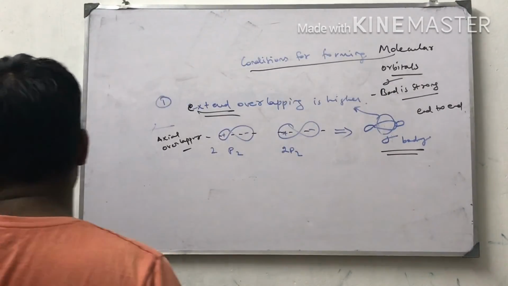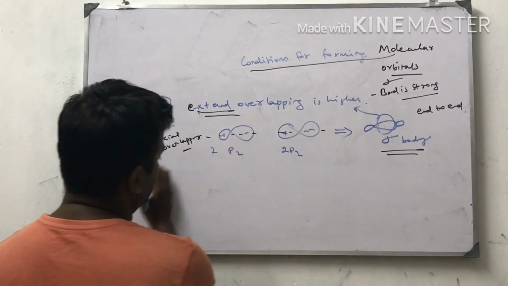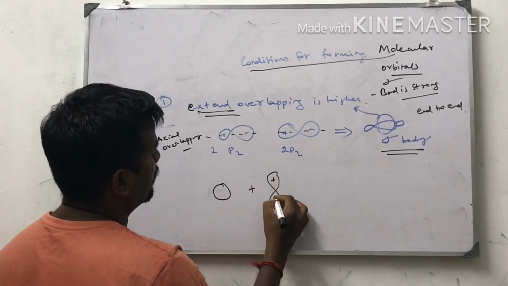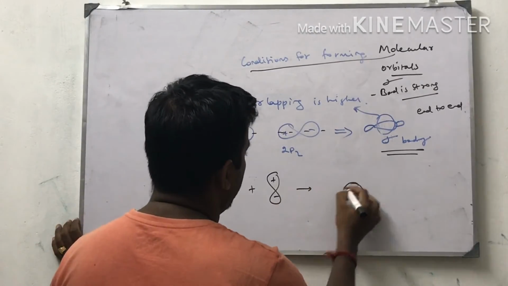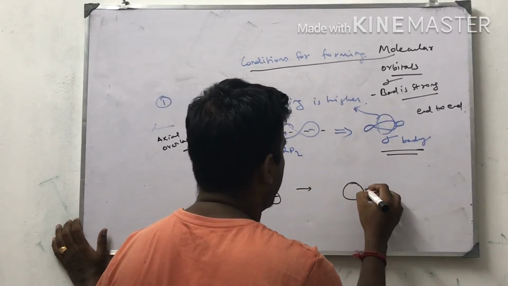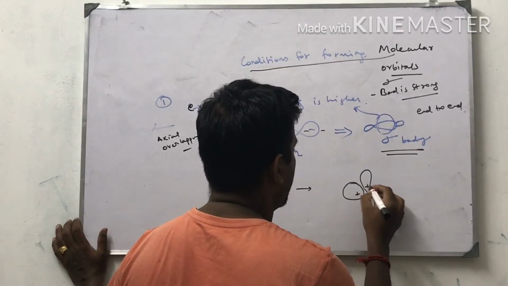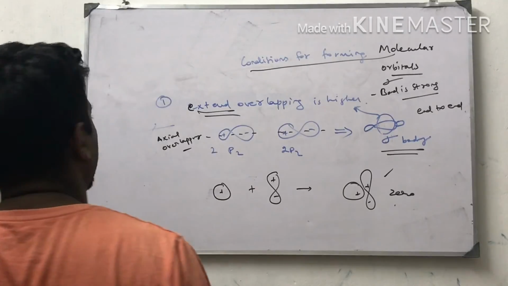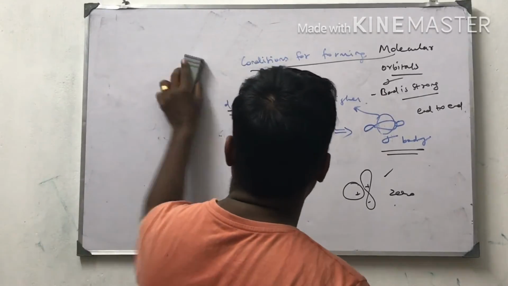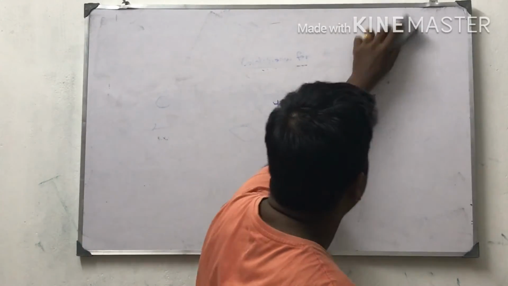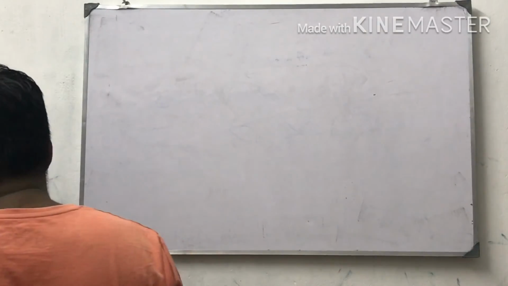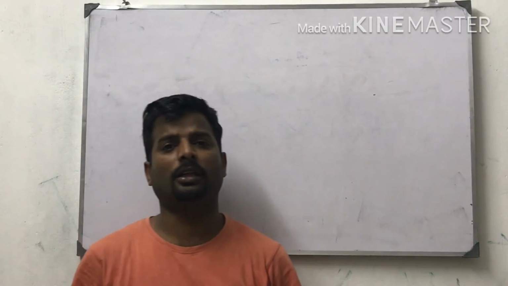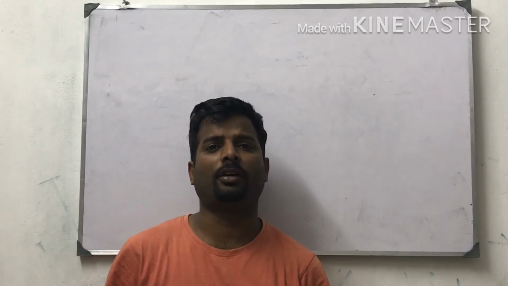Positive overlapping, negative overlapping, and zero overlapping. The S and P orbitals overlapping like this is zero overlapping. This is not used for molecular orbitals. S will combine with S, P will combine with P. Like that only overlapping in molecular orbitals. S orbital combines with S. So these are the important things for molecular orbital theory.